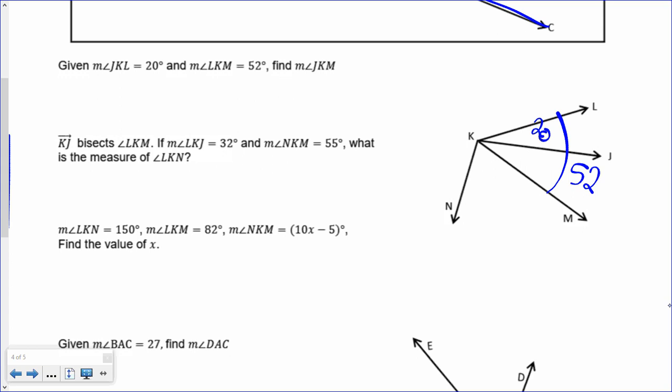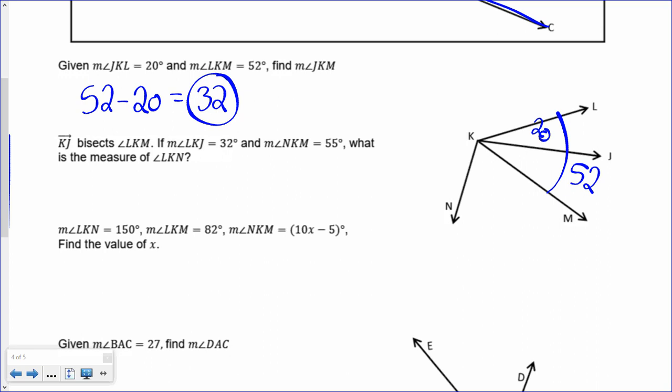You would subtract. I know the full angle is 52. I know part of it is 20. To find that other part I don't know, I would subtract. So 52 minus 20, 32. Does everybody see how I did that? I understand it's more visually complicated with angles, so you're going to need to be patient with yourself. But 52 is the full angle, and I'm looking for just part of it, so I subtract the 20 away.